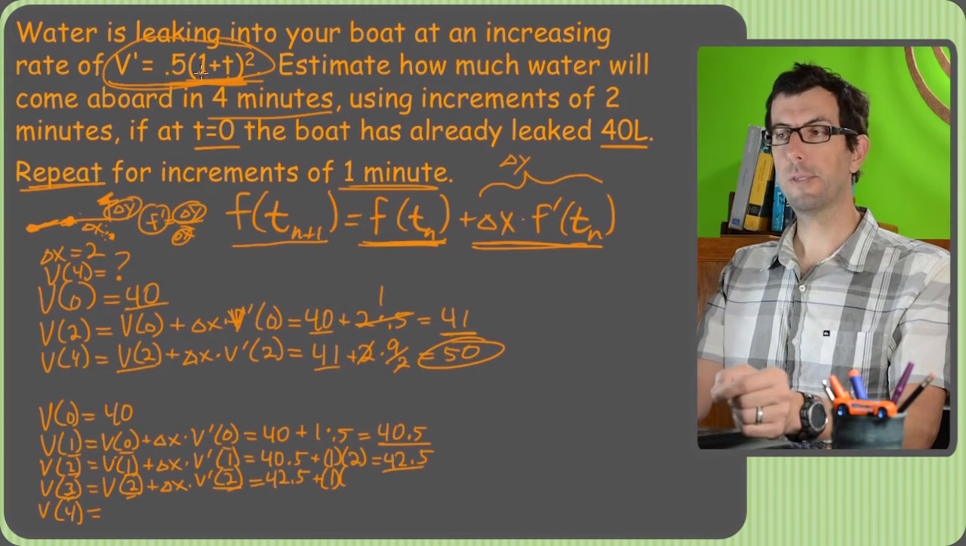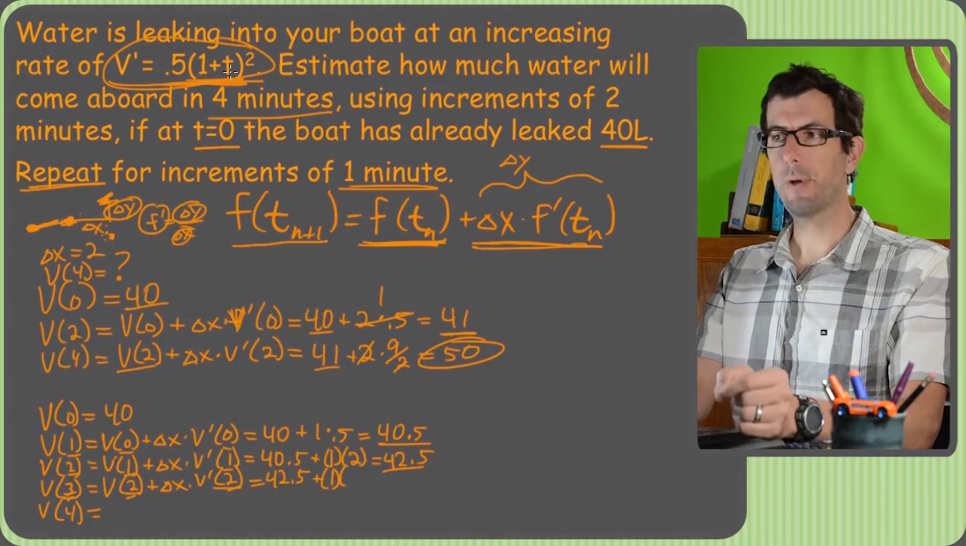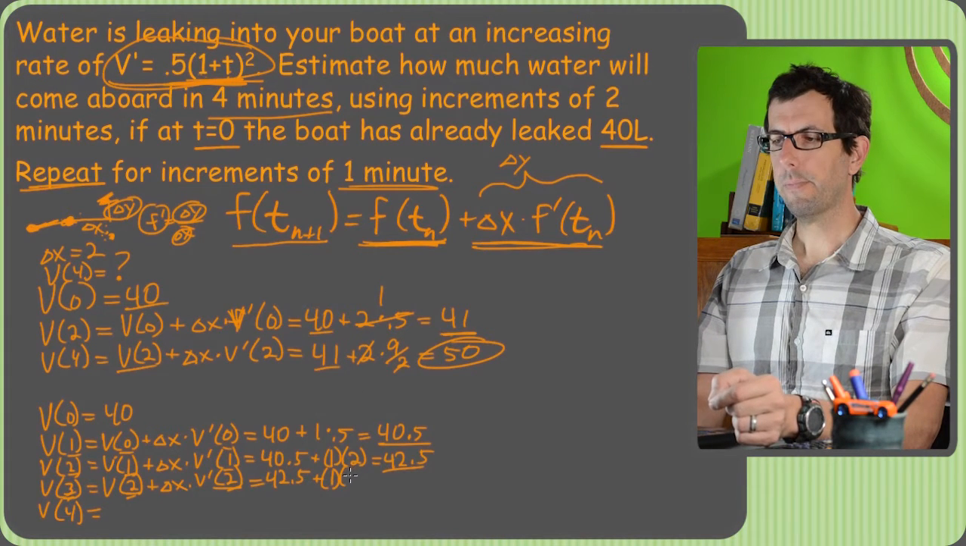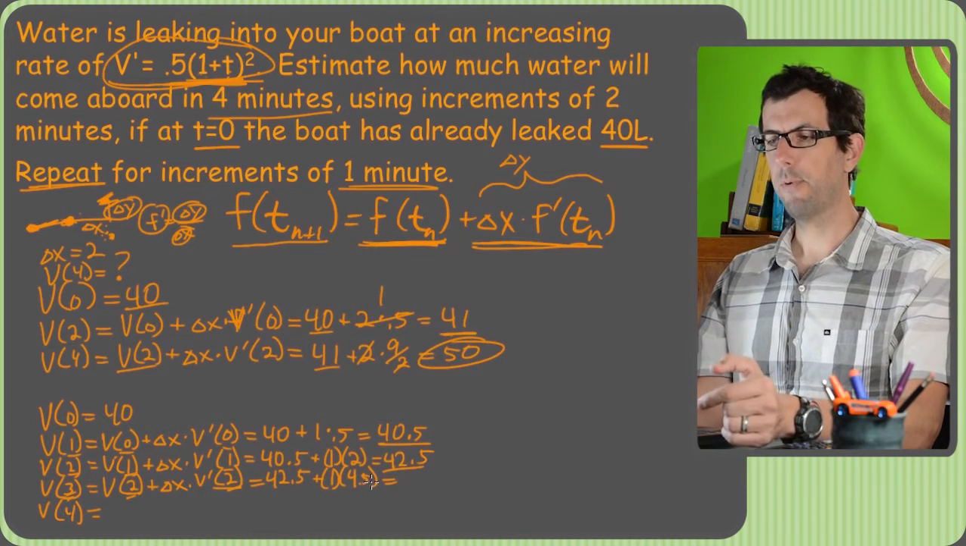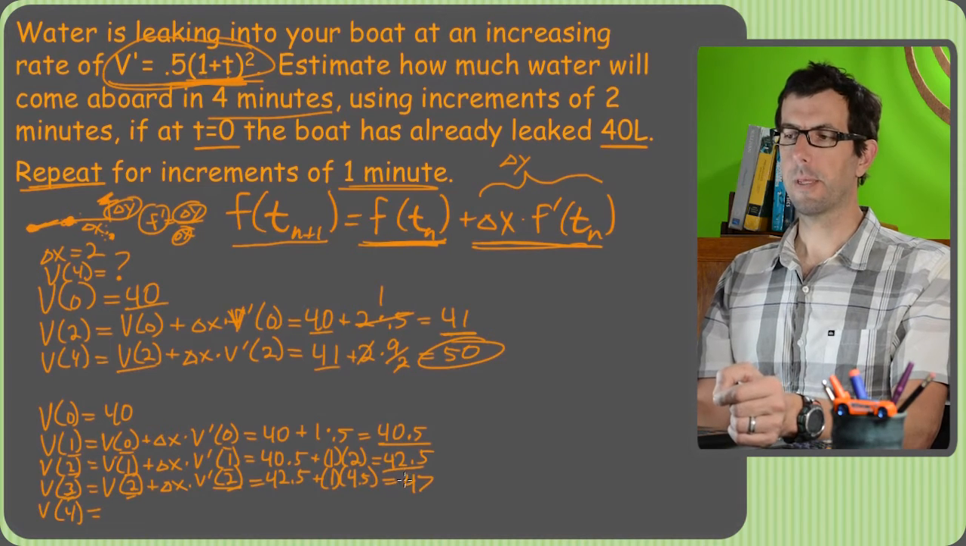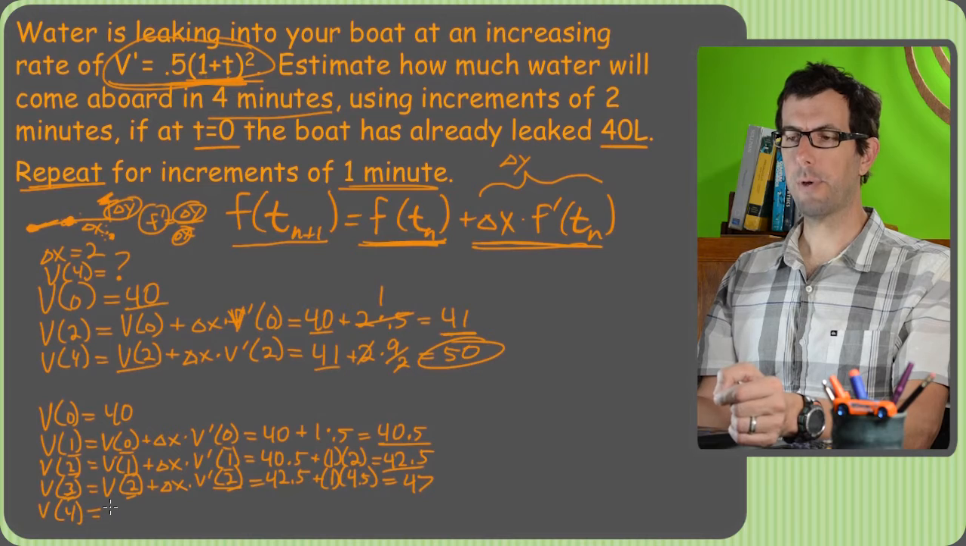So now what's v prime of 2? Well, go back to here. 1 plus 2 is 3. 3 squared is 9, times 0.5 is 9 halves, which is 4.5. Since we're doing decimals on this one, we might as well do the decimal version. 42.5 plus 4.5 is 47. All right, we're almost there. This is going to be our last row.